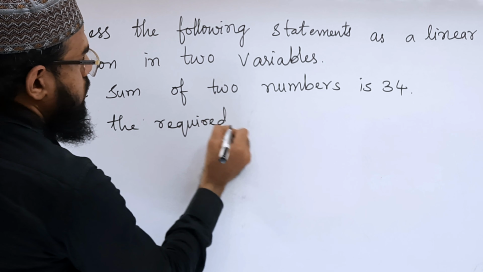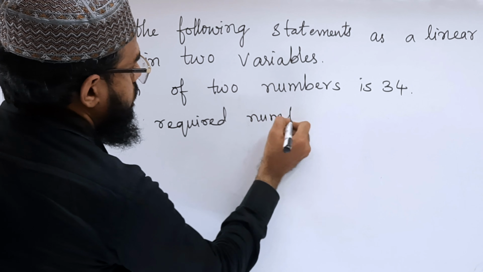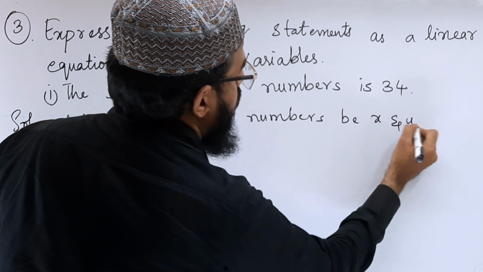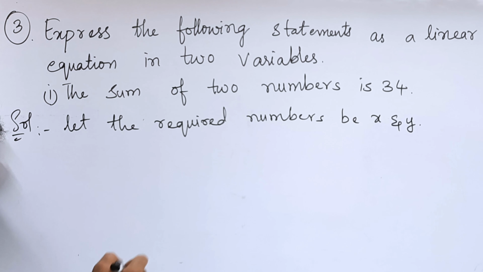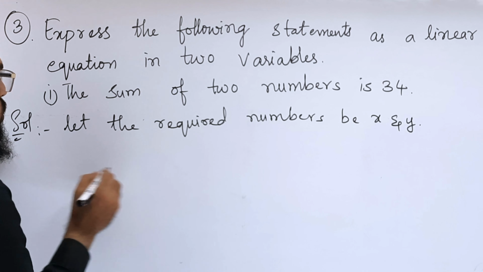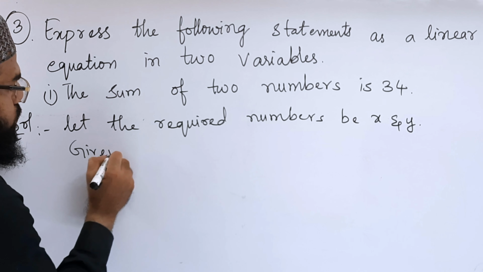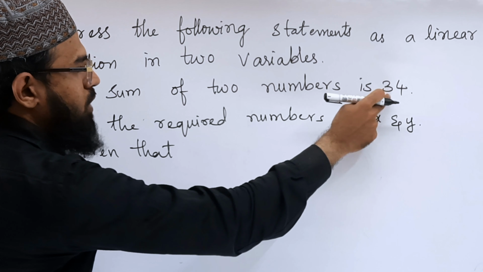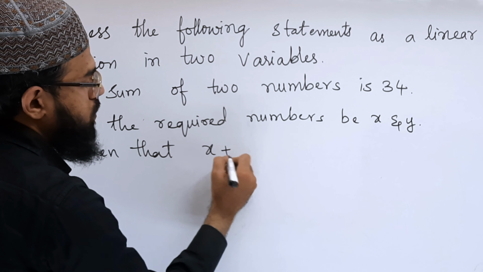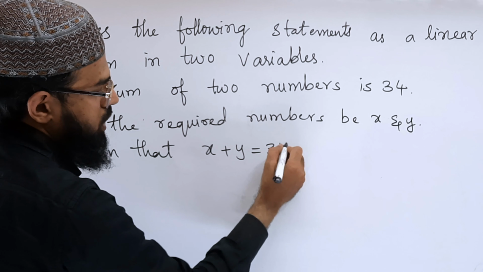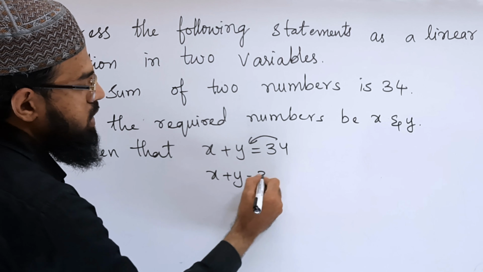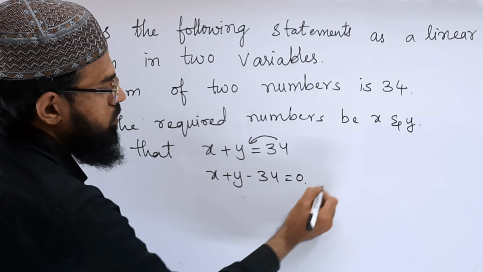required numbers be x and y. Now what is given? So given that if we add these two, then we are getting 34. So x plus y is equals to 34. Bring this 34 here. So x plus y minus 34 is equals to 0.